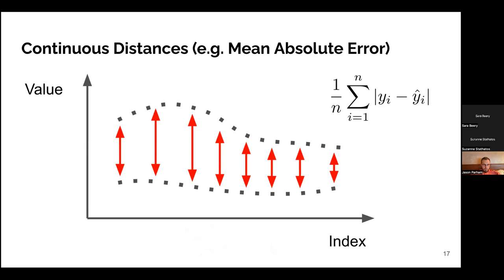So if the top is the temperatures in June and the bottom is temperatures in December, every day of the month, then one way to measure how different they are is to just subtract the two, take the absolute value, and then average it over all of the entries. And so this is a prototype for comparing two objects that are lists of continuous numbers.